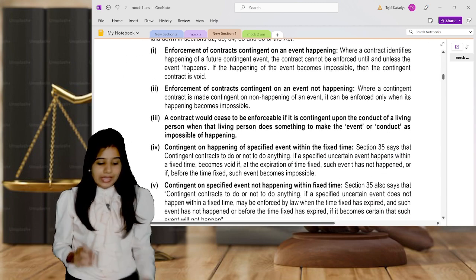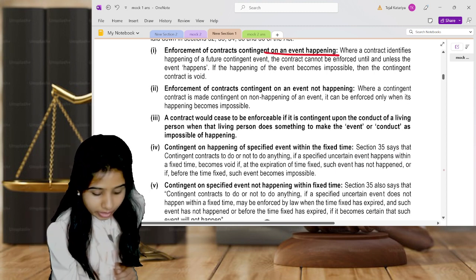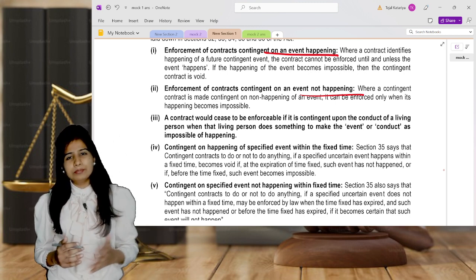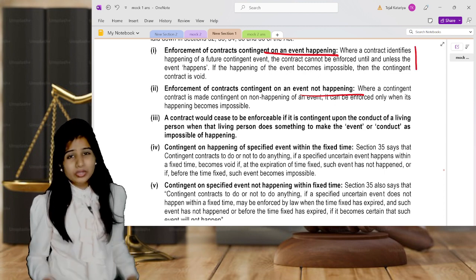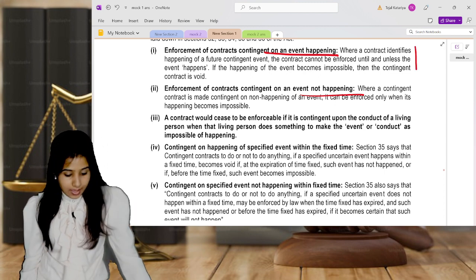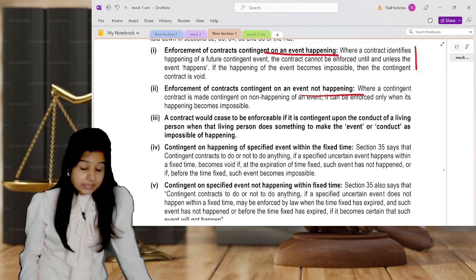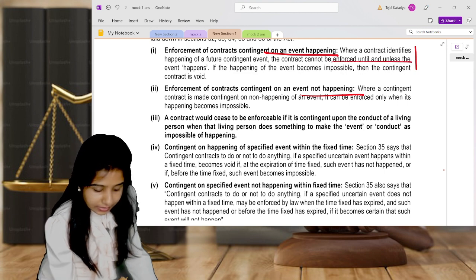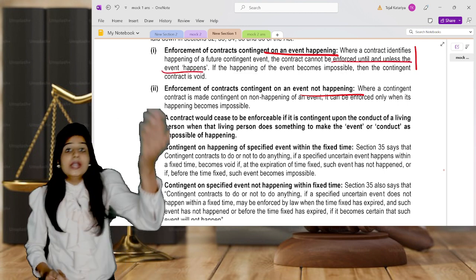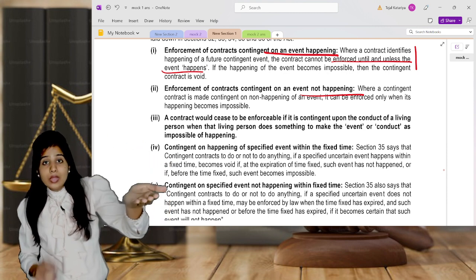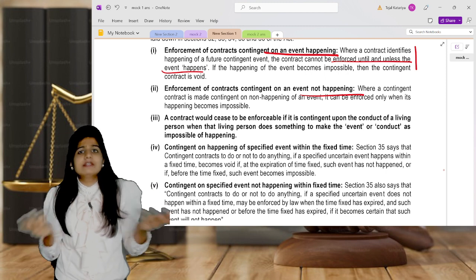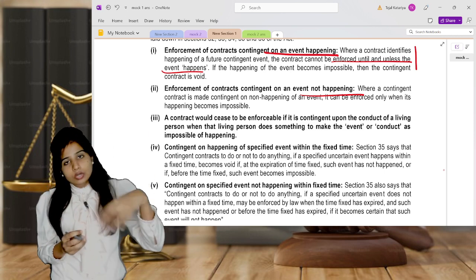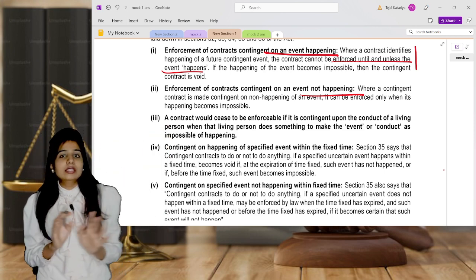Which are they? First of all, the enforcement of a contract on condition depending on an event happening, and the second is on not happening. Okay, in this happening and not happening, you can write this along with the examples also. So first of all, where a contract identifies a happening of a future contingent event, the contract cannot be enforced until and unless that event happens, correct? Because it is dependent on happening of something. If that is going to happen, then only you are going to perform that contingent contract, otherwise you will not. So you will perform only when that event is happening.